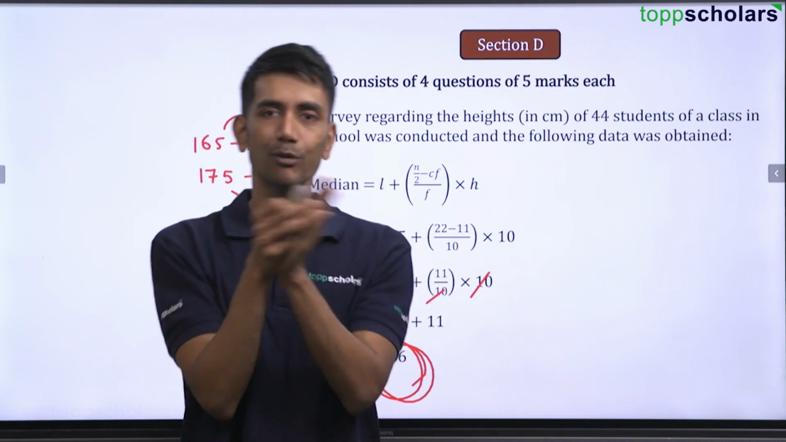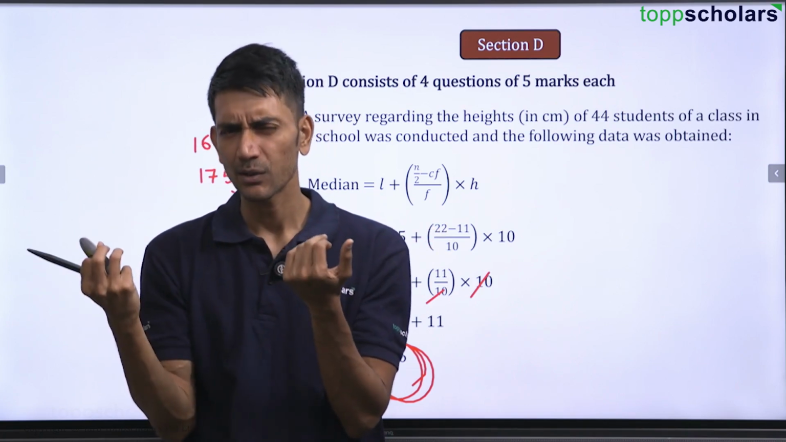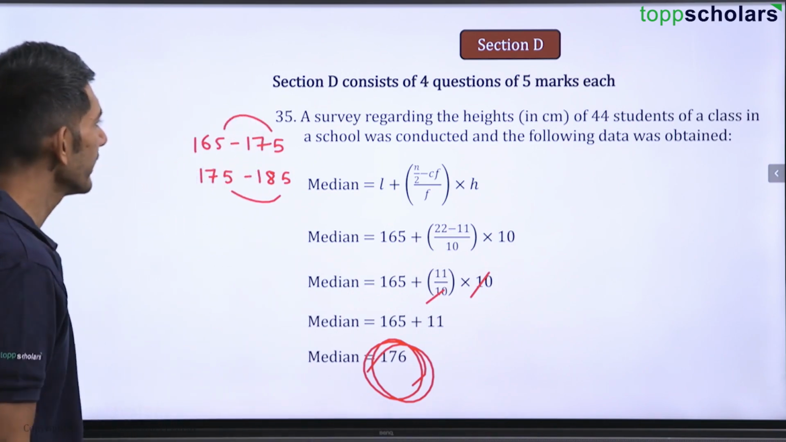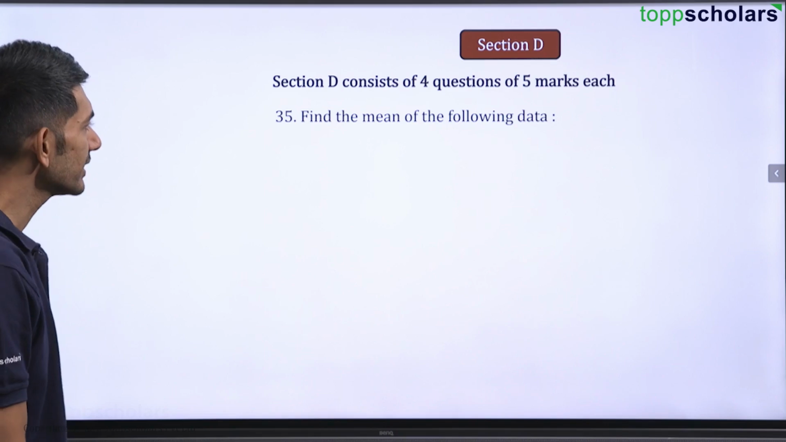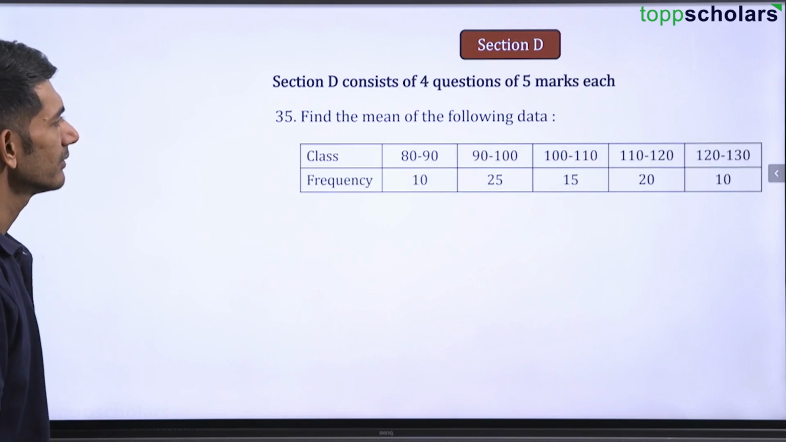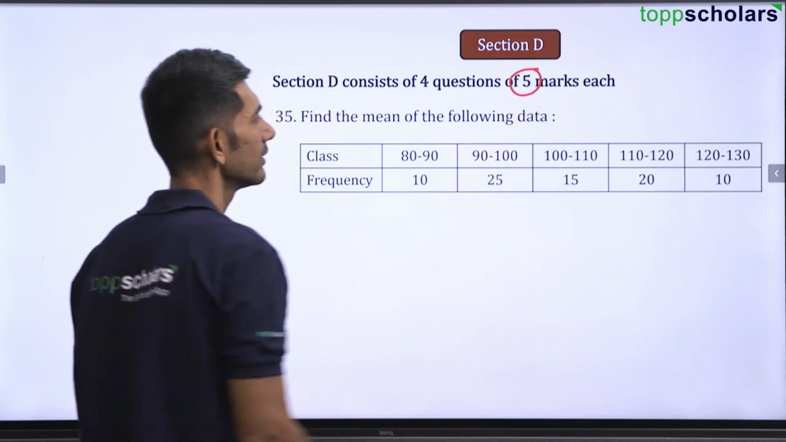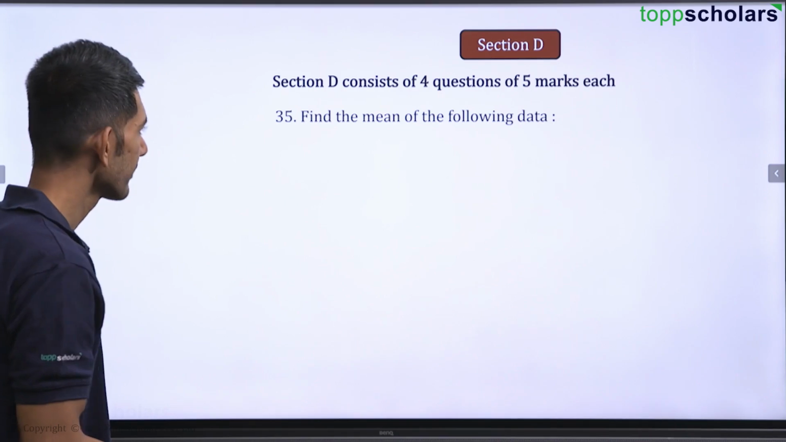That means an equal number of children are divided this side and that side: less than 176, greater than 176. That is the meaning of median, right? Perfect. So let's continue further. The next question says, find the mean of the following data. Now come on, this question is asked for 5 marks. Can you imagine? Find the mean of the following data, such an easy question.